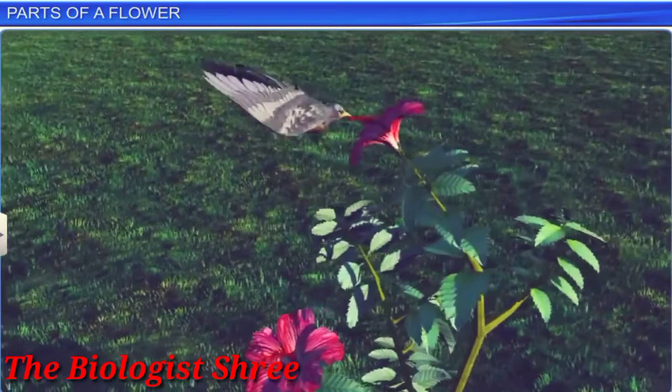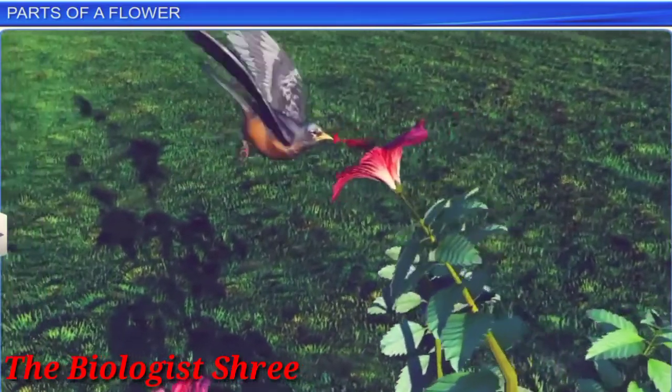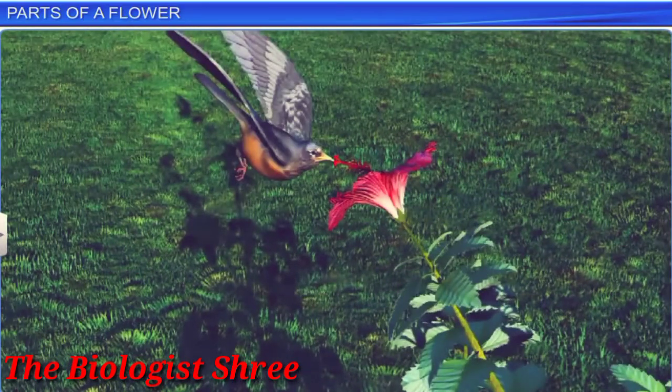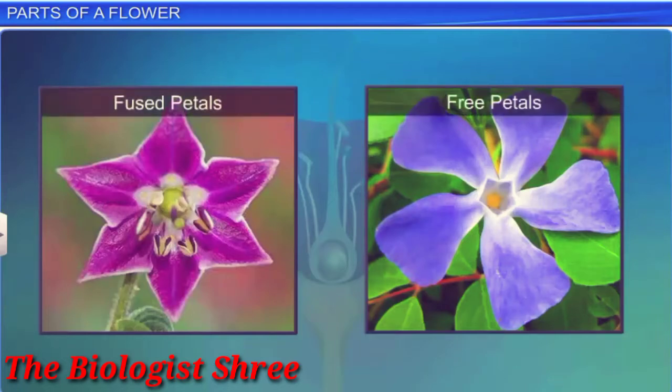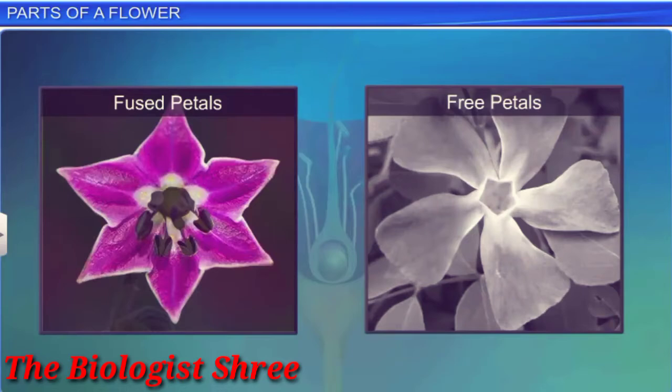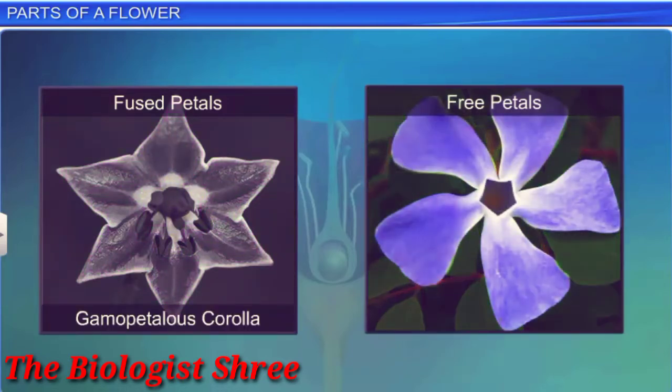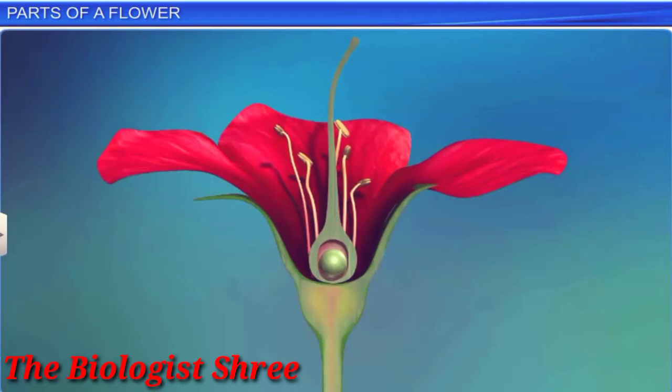The primary function of the corolla is to attract insects and birds for pollination. Like the calyx, the petals of the corolla can be either united or free. When united, the corolla is called gamopetalous, and when free, it is called polypetalous. The arrangement of the sepals and petals also characterizes a flower.